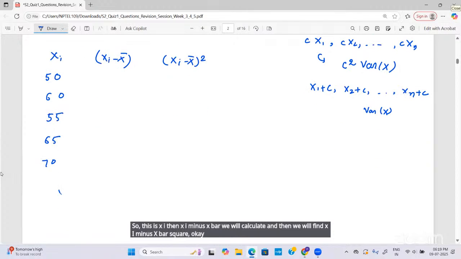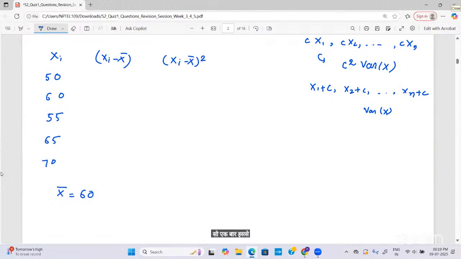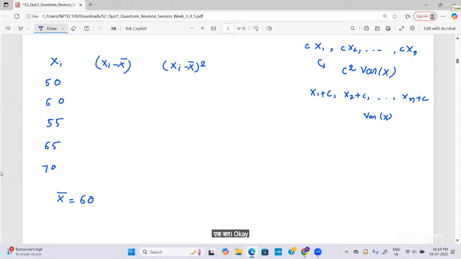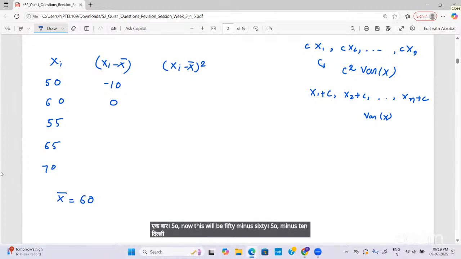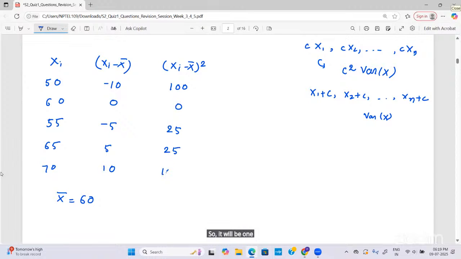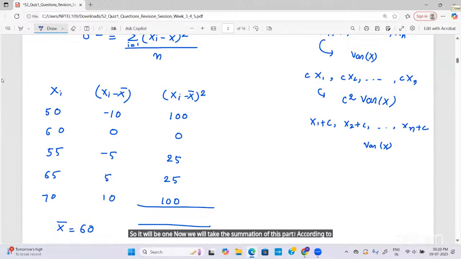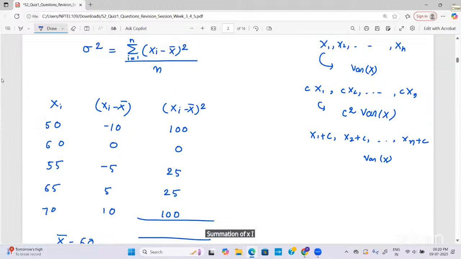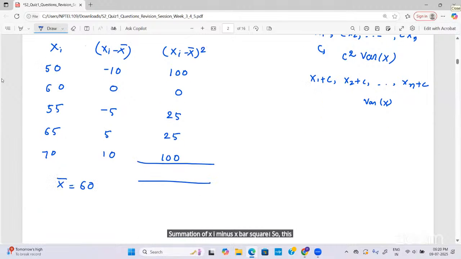X bar was 60. So now this will be 50 minus 60, so minus 10, then 0, minus 5, 5, and 10. And then we have to square it, so it will be 100, 0, 25, 25, and 100. Now we will take the summation of this part. According to the formula, we need the summation of xi minus x bar square. So this summation will be 250.